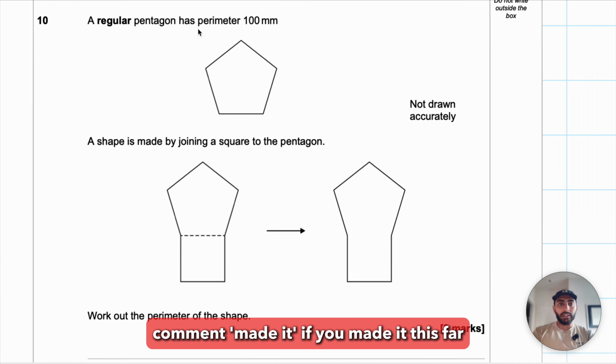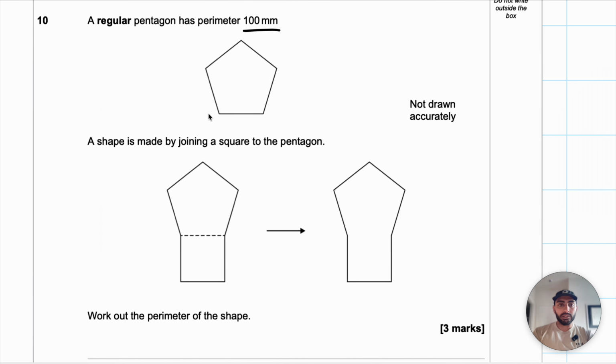Question 10. A regular pentagon has a perimeter of 100 millimeters. A shape is made by joining a square to the pentagon. Work out the perimeter of the shape. Let's just work out what each side would be on this pentagon. On a pentagon, there's 5 sides, so I need to do 100 divided by 5, which is equal to 20. So that means each side is worth 20. So all of these are going to be worth 20.